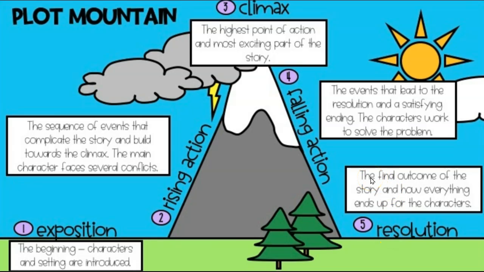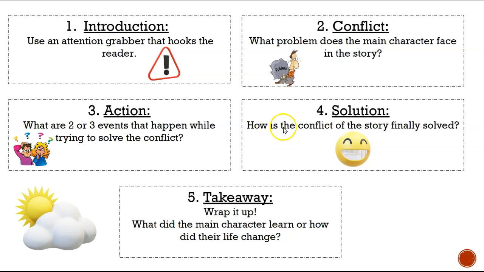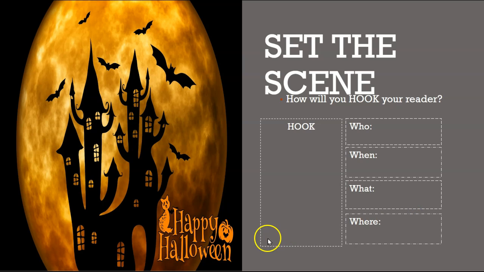What happened? What was the result of them solving the problem? How everything ends up with the characters. The end of the story. So again, an introduction, a conflict, action, a solution, and then at the end you just want to wrap it up. Remember, you set up the scene at the beginning of the story. I'm going to show you an example later of some of the kids that I've had in the past.